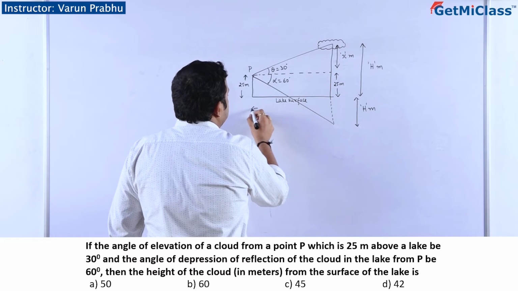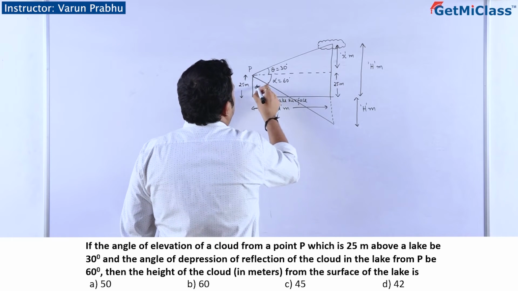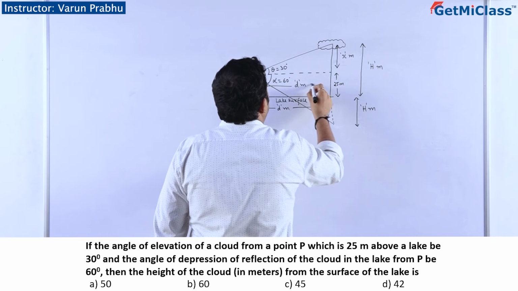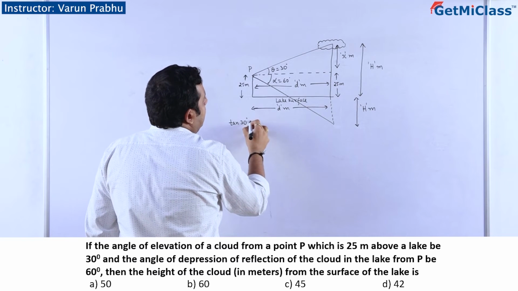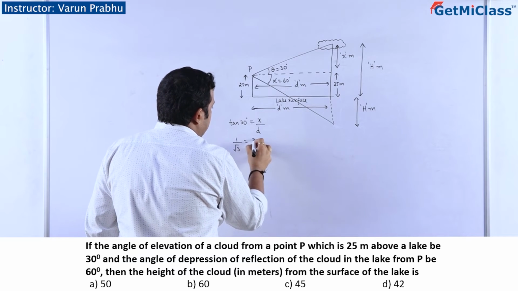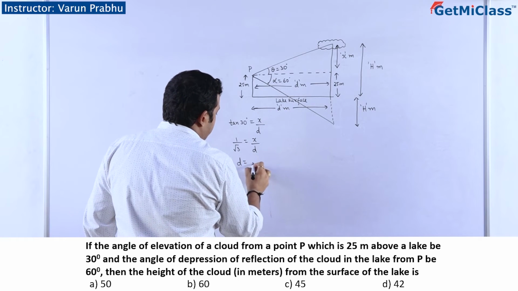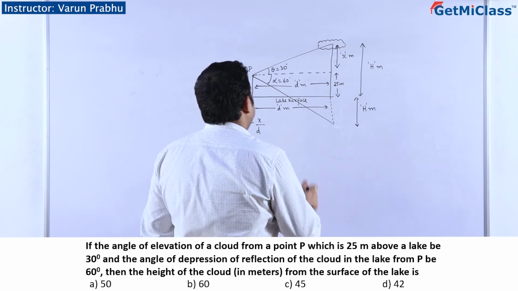So now let me call this as d meters, and let me call this value also as d meters. Is it okay? So now you can say tan of 30 degree, that is equal to x divided by d. So 1 divided by root 3 is equal to x divided by d. So d is equal to root 3 times x. This is equation number 1.